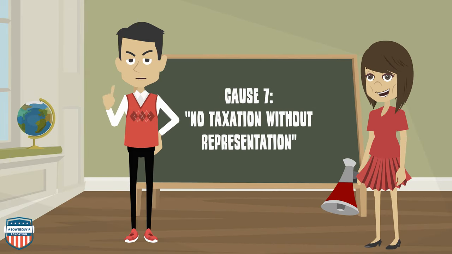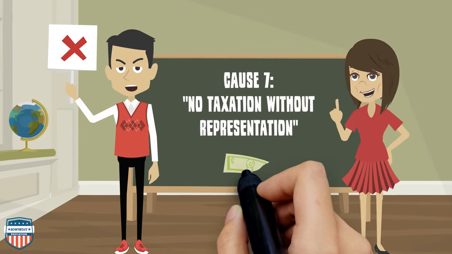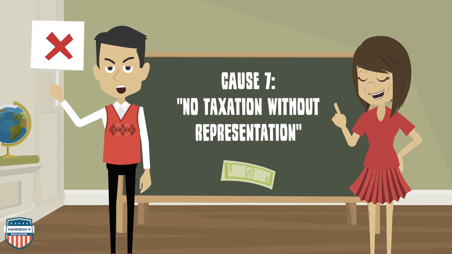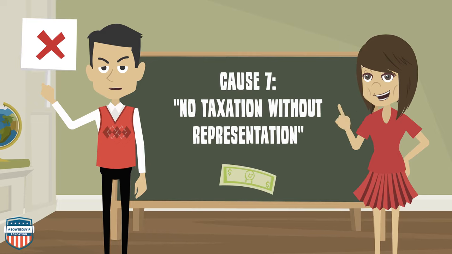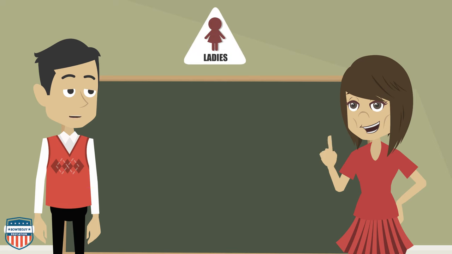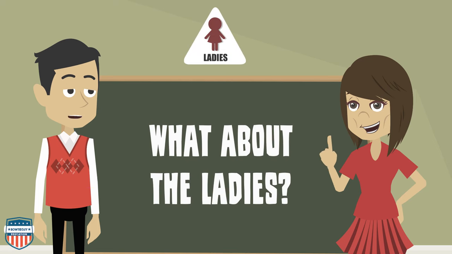Gee whiz! No taxation without representation became the largest complaint of colonists. Colonists thought that since they did not have representation in the British government, that they could not and should not be taxed. And that wraps up our causes of the American Revolution.